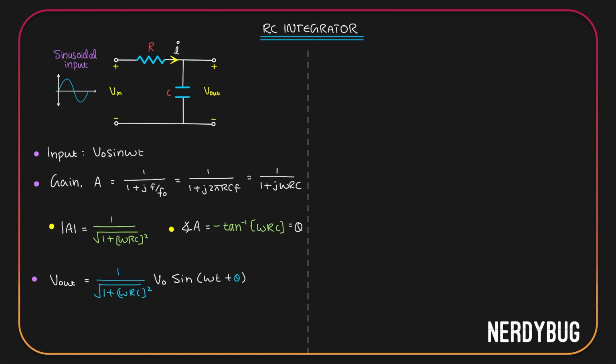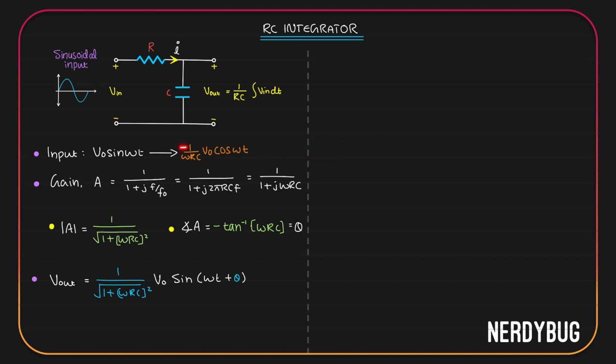We want this low pass filter to act as an integrator. We know for an integrator, V output is 1 by RC multiplied by integral of the input. Here the input is V naught sine omega t. So the output should be 1 by RC multiplied by integral of V naught sine omega t. V naught divided by omega minus cos omega t. This can be written as minus 1 by omega RC V naught cos omega t.